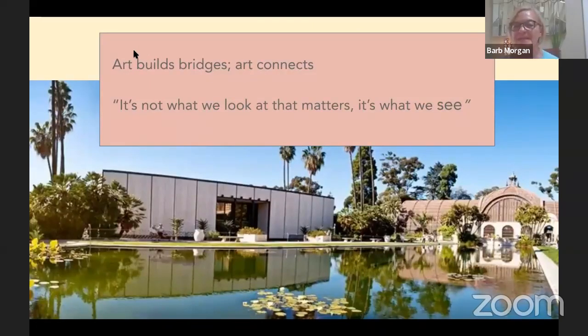The first sentence to the little blurb that advertised today started the same way. Art builds bridges and art connects. It's not what we look at that matters, but it's what we see. And I think we all understand the meaning of that. I don't know if anybody wants to add to these words, which are my own, I guess.